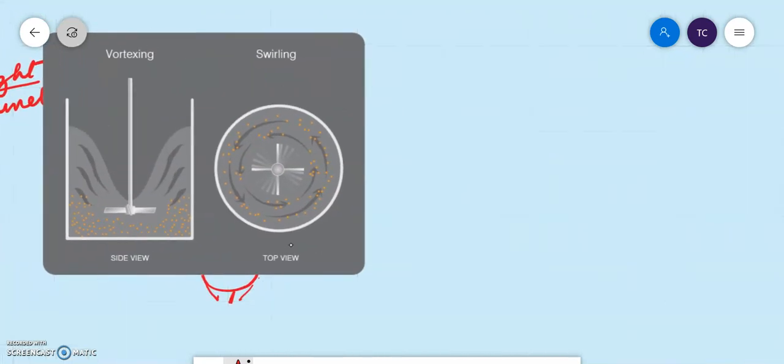So this is basically your vortexing. You know that when there is a constant rotation of your impeller, most of the content goes to the two sides of the container. The different contents get attached to the sides of the container.